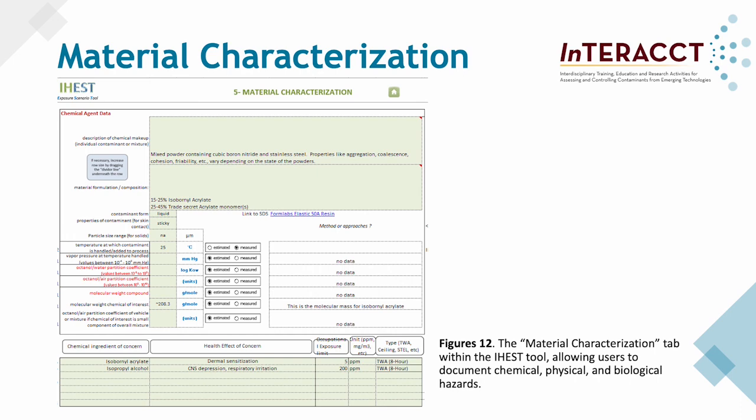Further information about the nature of the chemical agent is documented on the Material Characterization tab, where there are fields to document the specific chemical and physical properties that are needed to identify potential exposure routes. On the next slide, we'll zoom in to take a closer look at these fields.